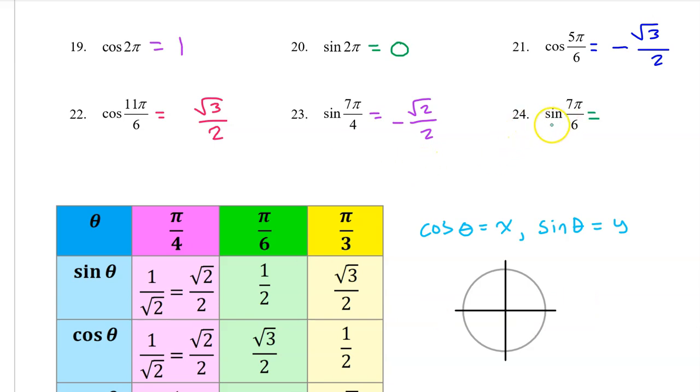Number 24, the sine of 7 pi over 6 will be the same as the sine of pi over 6, which is 1/2. Except it might be negative depending on the quadrant. And we can think of pi as 6 pi over 6, which means that 7 pi over 6 will be one multiple past that, placing it into the third quadrant. Sine is the y value on the unit circle, and y values are negative in the third quadrant. So the sine of 7 pi over 6 is equal to negative 1/2.